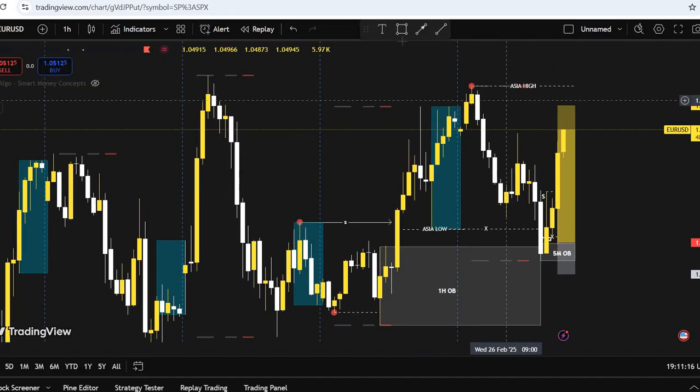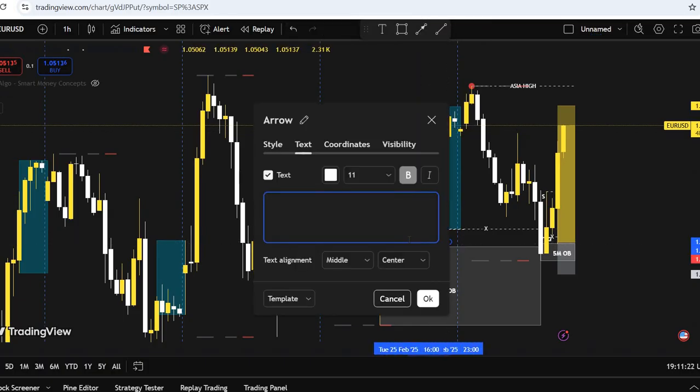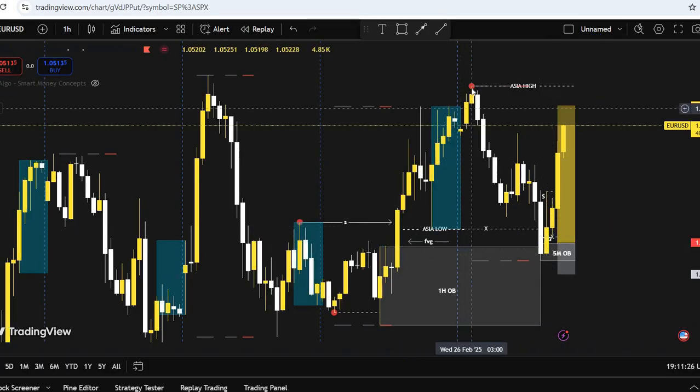And what did this order block do? It left behind a fair value gap. We can label that fair value gap right there. Very beautiful. And it went all the way up.